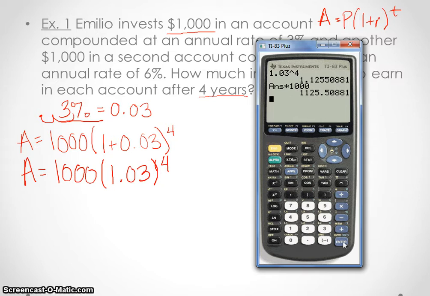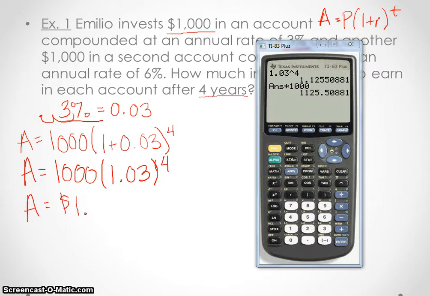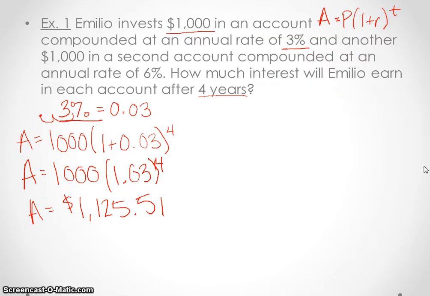Okay. So there's my answer. It's $1,125.51 because this 8 would round it up to 51. So what I write down over here is A equals $1,125.51. Alright, so now that's just for the 3% account over here.